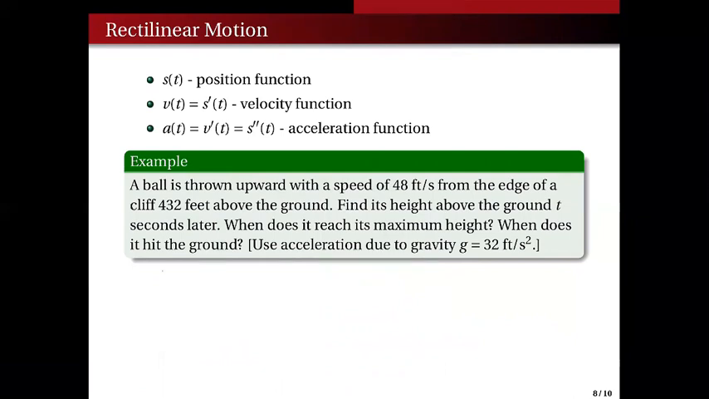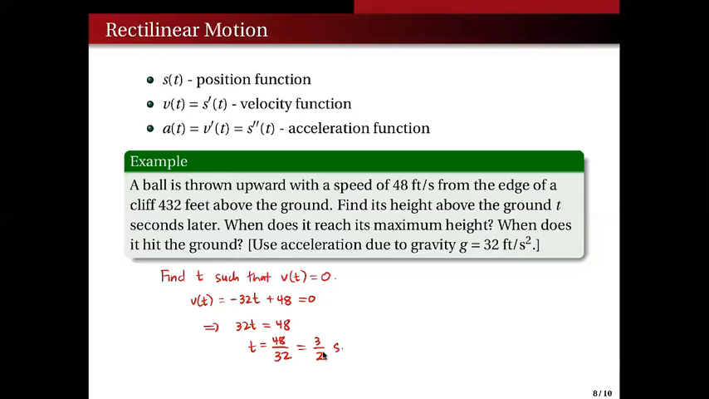So for the next goal, find t such that v of t equals 0. And our v of t is negative 32t plus 48, and we want this to be 0. What does this mean? You have 32t equals 48, or t equals 48 over 32. But 48 over 32 is just 3 over 2. So at 1.5 seconds, that's when the ball reached its maximum height.